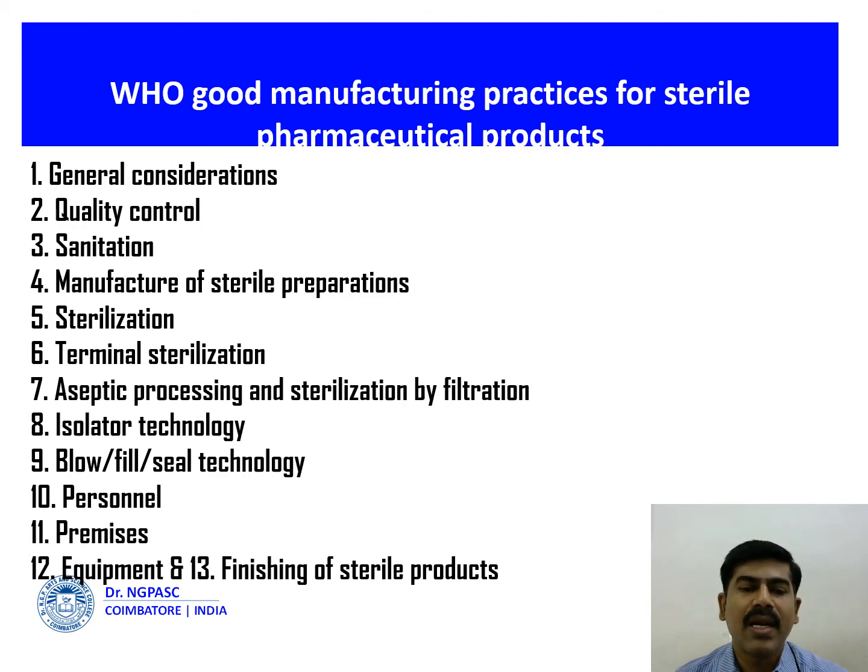Then this slide: WHO good manufacturing practices for sterile pharmaceutical products. They are general considerations, quality control, sanitation, manufacture of sterile preparations, and sterilization. Sterilization includes terminal sterilization, aseptic processing and sterilization by filtration, isolator technology, blow-fill-seal technology, personnel, monitoring, premises, equipment, and the final one is finishing of sterile products.